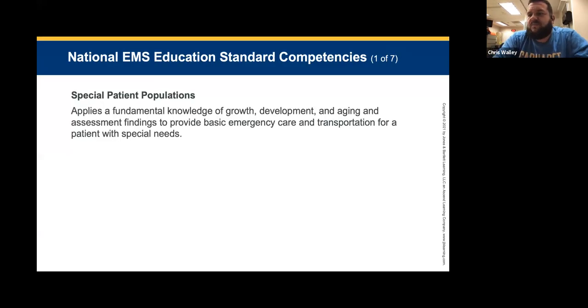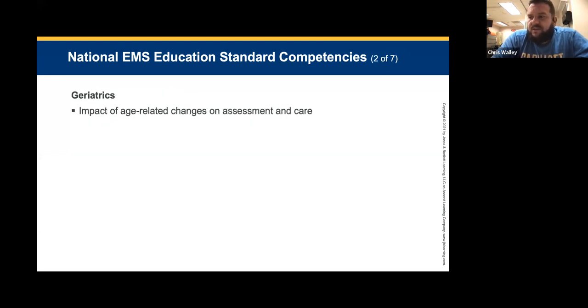So let's talk about special patient populations. They are a special population because of being geriatric. We tend to run a good bit of these in our normal response through EMS. We'll go over the impact of age-related change and assessment of care, because we're going to have to adjust some of our care. It's still ultimately all the same, but when you think about how medications work, the skin, things like that, we need to concentrate on that.